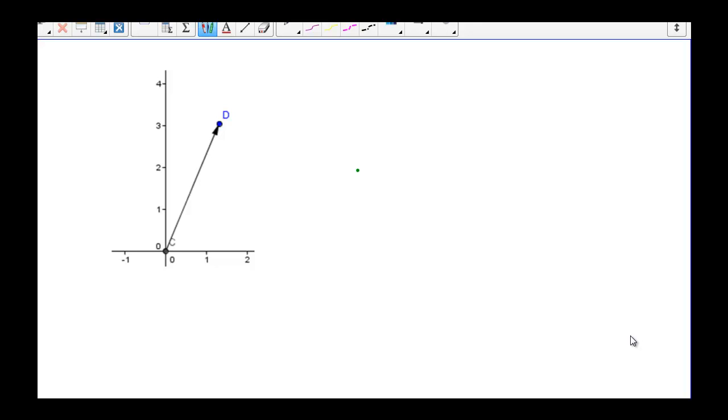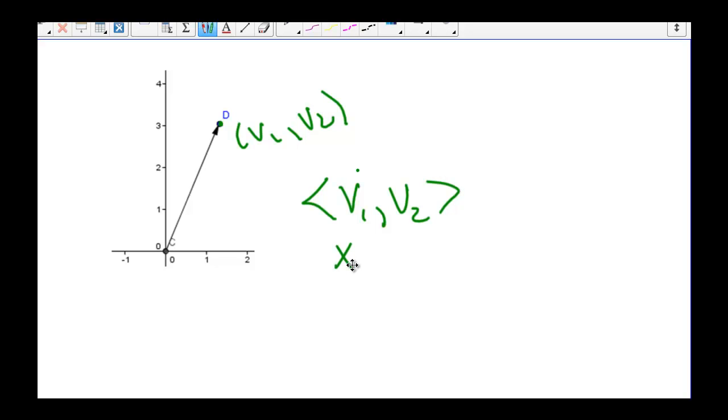A vector whose tail is at the origin and head is at v1, v2 is considered to be a position vector, or is in standard position. And a vector with its tail at the origin and head at the point v1, v2 can be called the vector v1, v2, where v1 and v2 are real numbers, and v1 is the x component of the vector, and v2 is the y component of the vector.